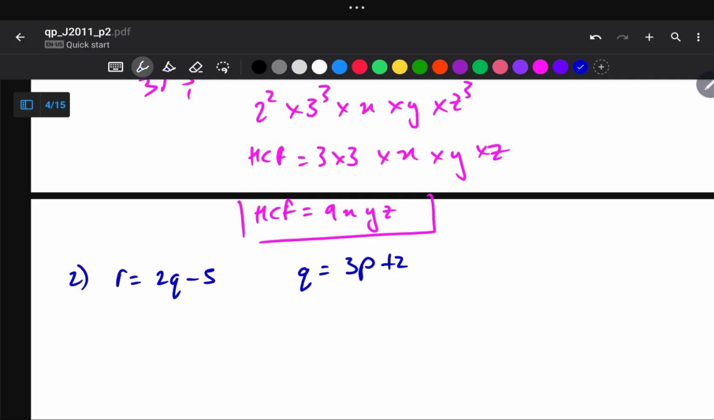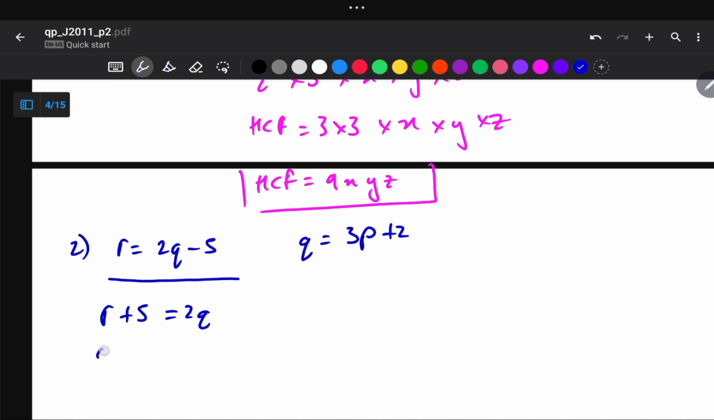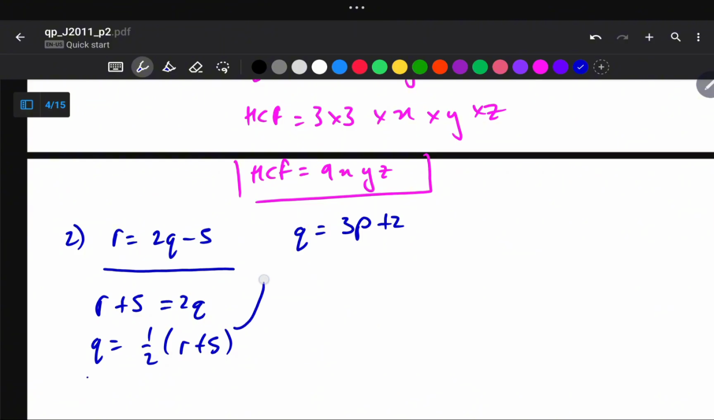So given that we are having this first equation here, we can simply express q as the subject, so that we can equate that q with this one, 3p plus 2. So we can shift this negative 5 to the left hand side of the equation, and it becomes positive. So we are going to be left with r plus 5 being equal to 2q. So let us divide both sides by 2. q will be equal to half of r plus 5. So this is our q, and we can equate this q with this one here. So it is now 3p plus 2 being equal to half of r plus 5.